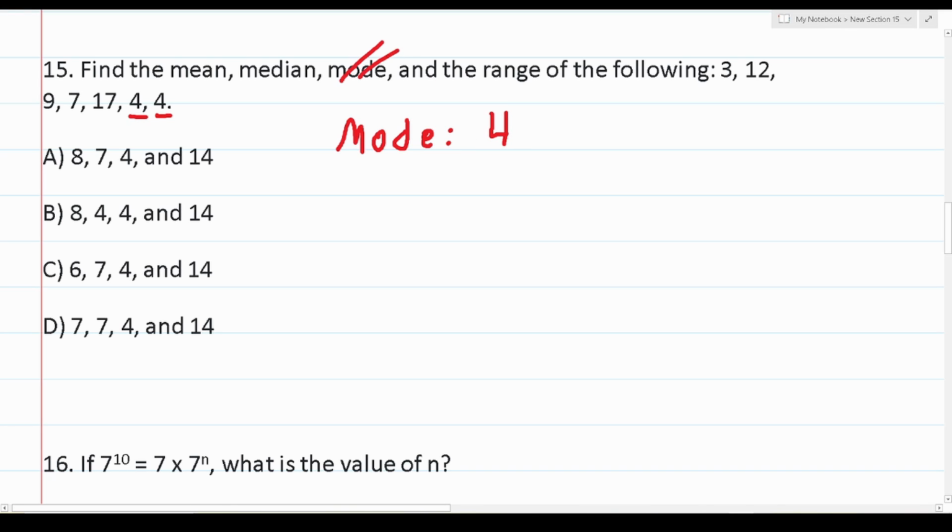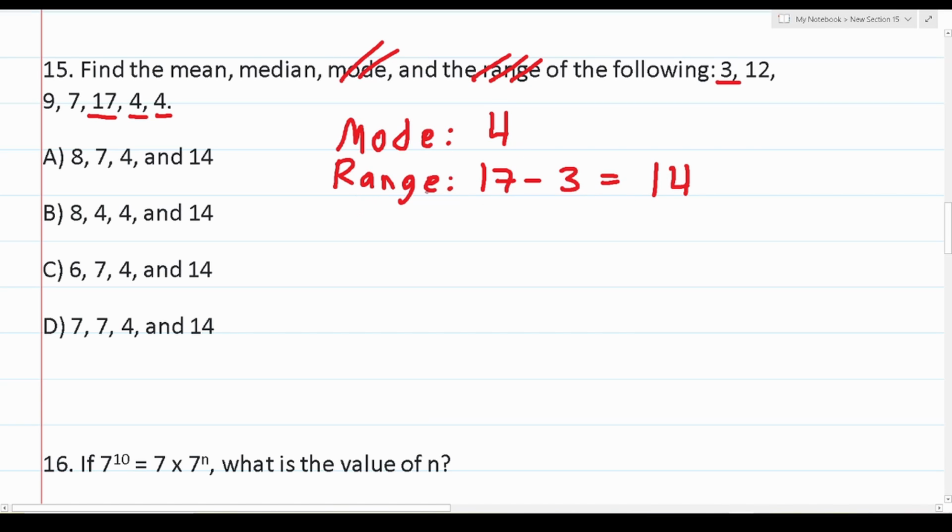So we did the mode. Range is also pretty easy to find, so let's go ahead and do that next. Range is the biggest number in your data set subtracted by the smallest number in your data set. Well, the biggest number in this data set is 17. The smallest number in this data set is 3. So this is 17 minus 3. 17 minus 3, of course, is 14. So we just found the range.